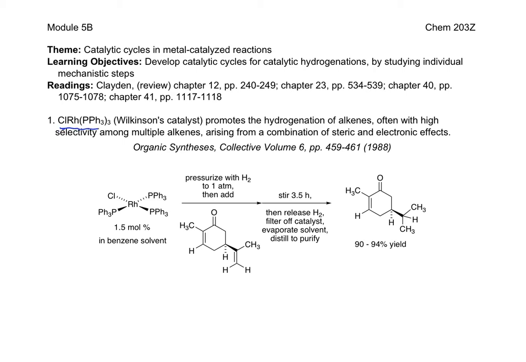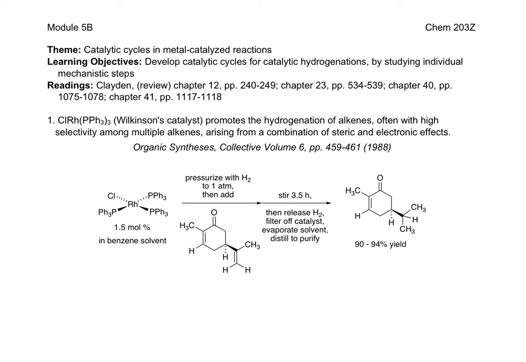Wilkinson's catalyst, chlororhodium tris-triphenylphosphine, was reported by Wilkinson's laboratory in the mid-1960s. It was one of the first organometallic catalysts that was shown to be soluble in organic solvents, and in the intervening decades has proven to be extremely useful.